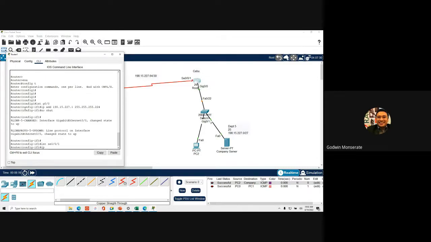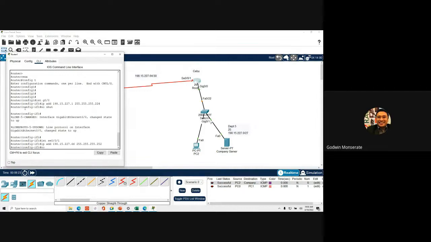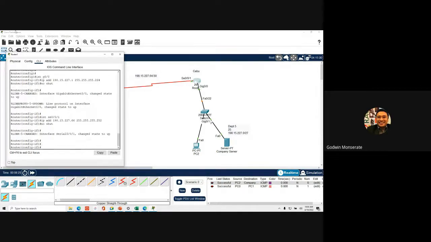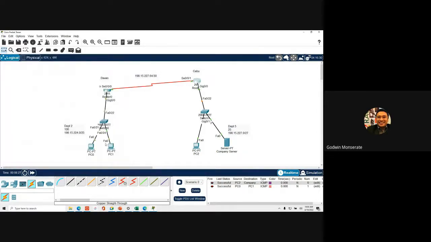Okay? IP add 198.15.227.66. 66, no? 255.255.255.252. Enter. No shut. Okay. So, okay na ang mga from Davao to Cebu nga network. But, again, iping na to ang gateway, yes, successful. This one can ping its own gateway sa Cebu, yes. But PC down to the Cebu will be failed.